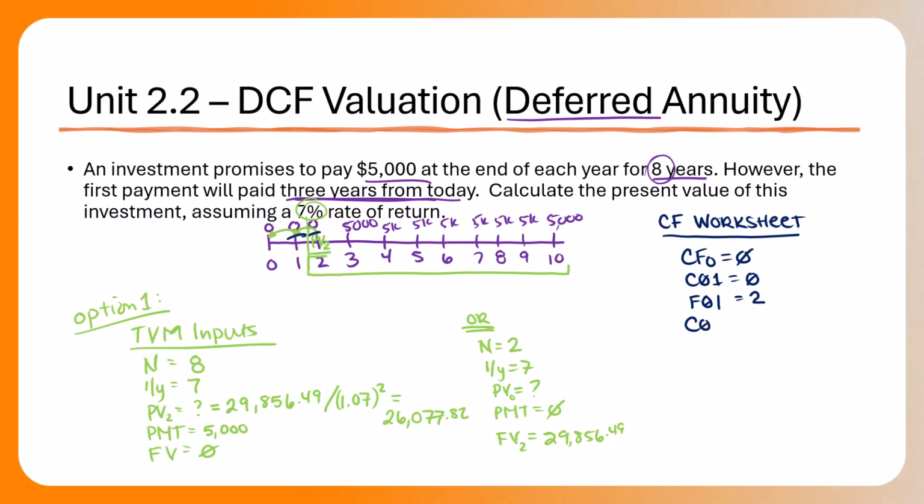We'll follow that up with C02. Now, why 2? That's actually the cash flow at 3, but it's the second cash flow that I'm entering into the worksheet. It will, in fact, repeat zeros 2 times. We'll then put 5,000 for this cash flow, and we will let it repeat 8 times. We'll then go into our NPV worksheet. We'll type in an interest rate of 7%, and we will find the present value of this series of cash flows.